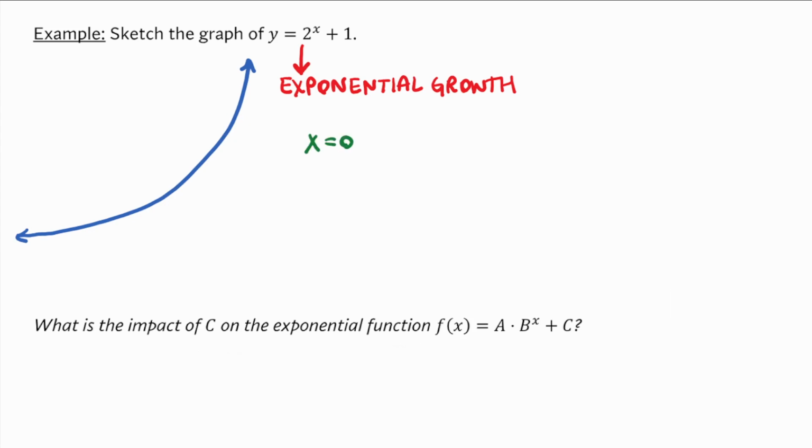x equals 0, y is going to equal 2 to the 0 plus 1. I don't think people would be at risk of doing this in the wrong order. People are going to know to do 2 to the 0 first. That's 1 plus 1, and that'll equal 2. So I'll just decide that's going to be my y-intercept, at y equals 2. And I can bring in a y-axis here.